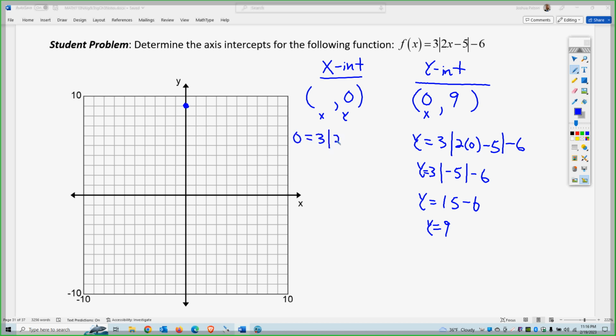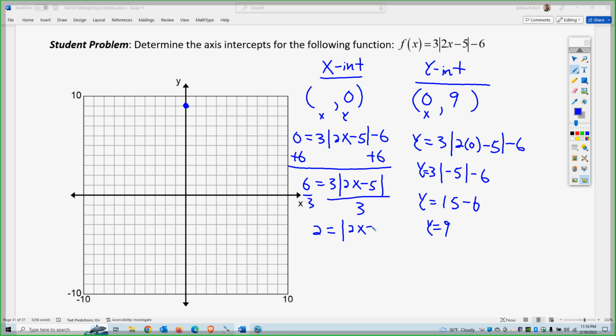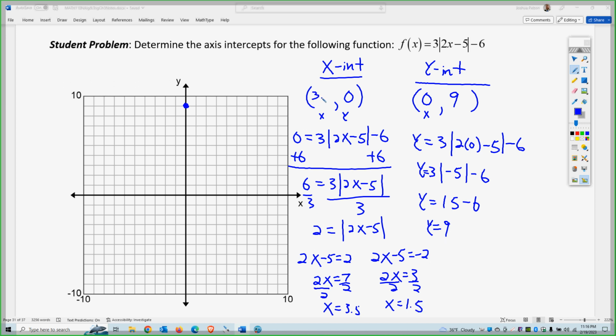So for the x-intercepts, I'm going to set y equal to 0. So 0 equals 3 times the absolute value of 2x minus 5, minus 6. All right, solve with isolation. We're going to add 6 to both sides, since adding and subtracting comes first. So 6 equals 3 times the absolute value of 2x minus 5. Multiplying, dividing comes second. So 2 equals the absolute value of 2x minus 5. So we'll split it. 2x minus 5 equals 2, or 2x minus 5 equals negative 2. If I add 5, 2x equals 7, and 2x equals 3. If I divide by 2 on both of these, I get x equals 3.5 and x equals 1.5. That's good enough. So we have 3.5 and 1.5 for our x-intercepts.